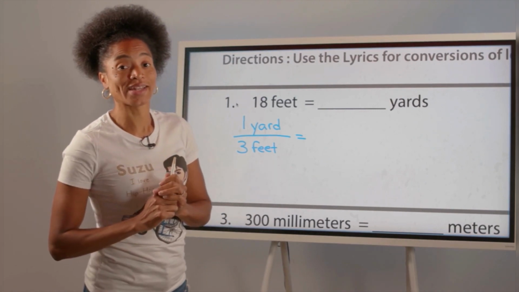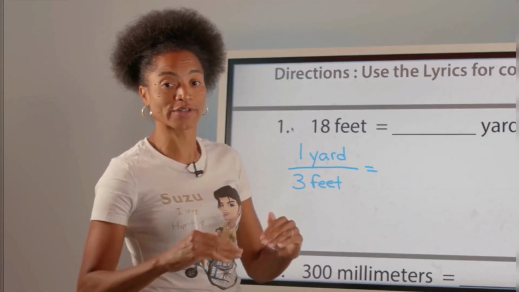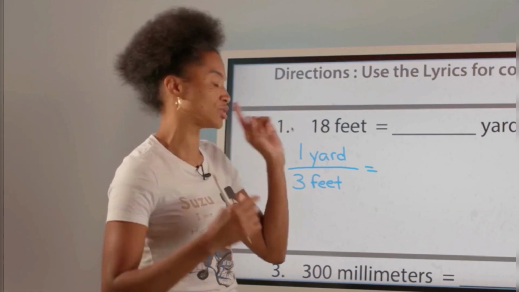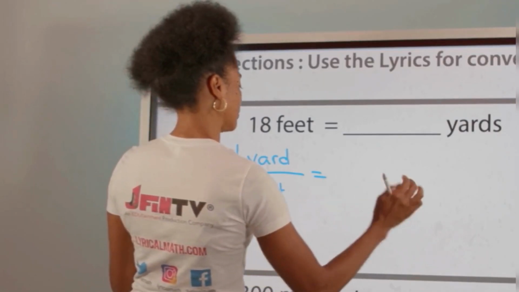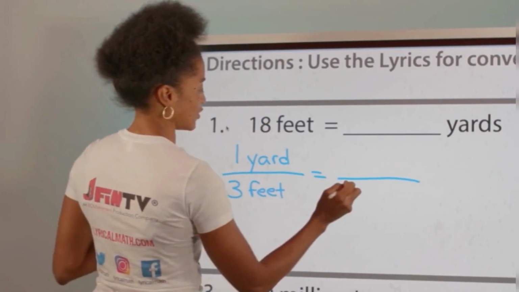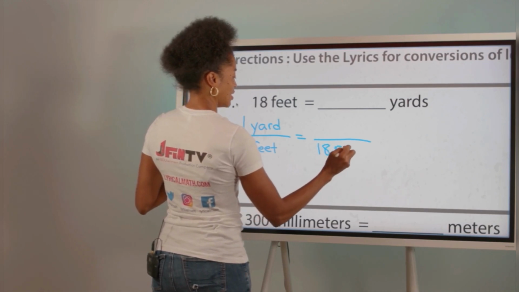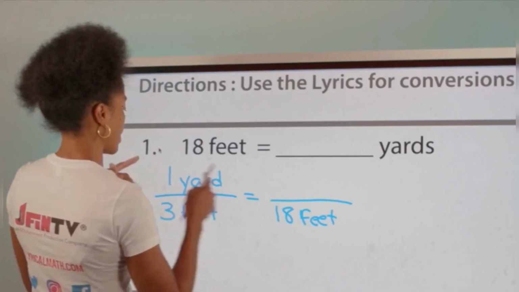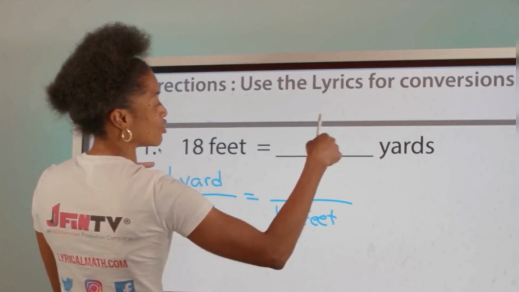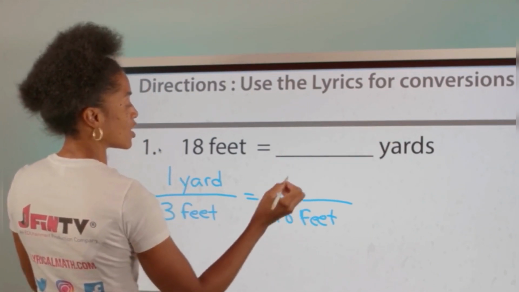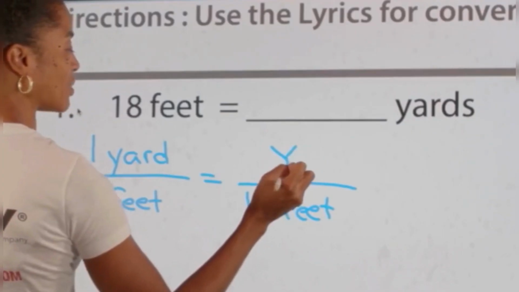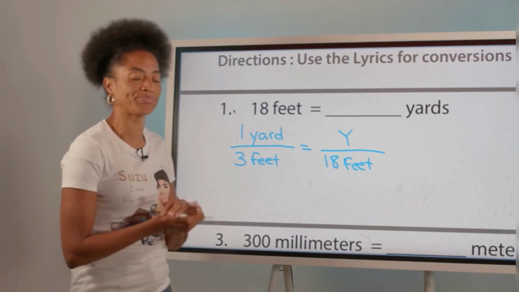So we need the same units on the first floor and the same units on the second floor. So on the first floor we have feet. So we're going to put the 18 feet down bottom. Second floor we have yard. So we need the unknown amount of yards on the second floor. I'm going to use y as my variable for my unknown amount.